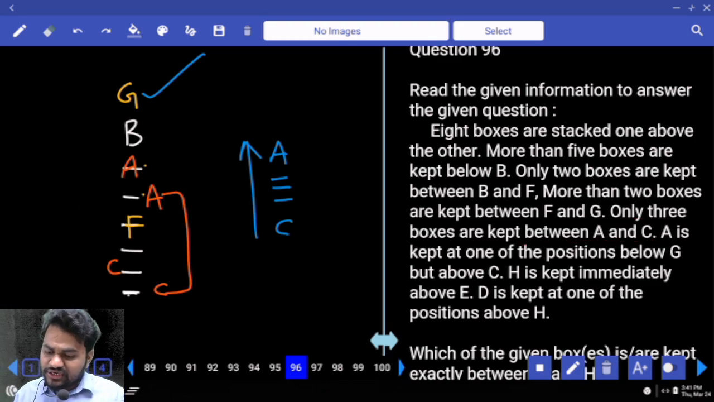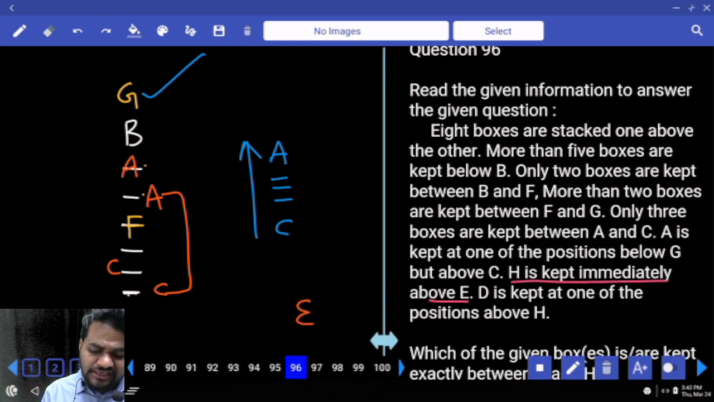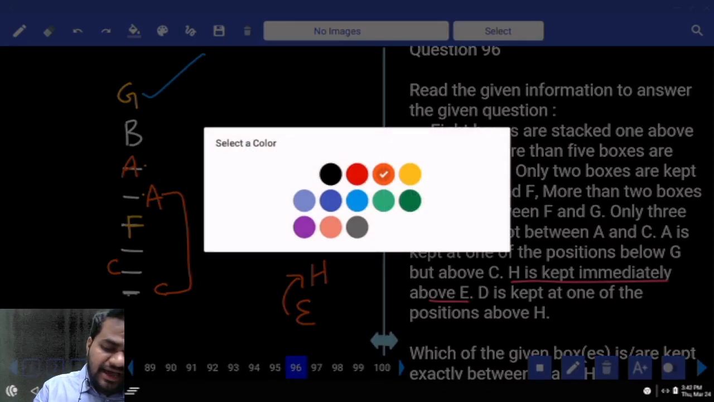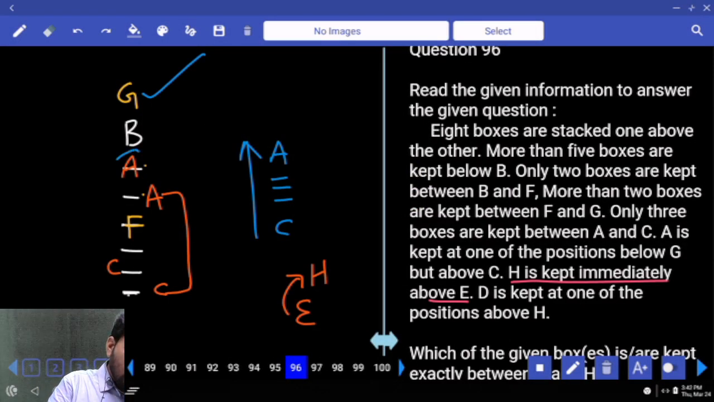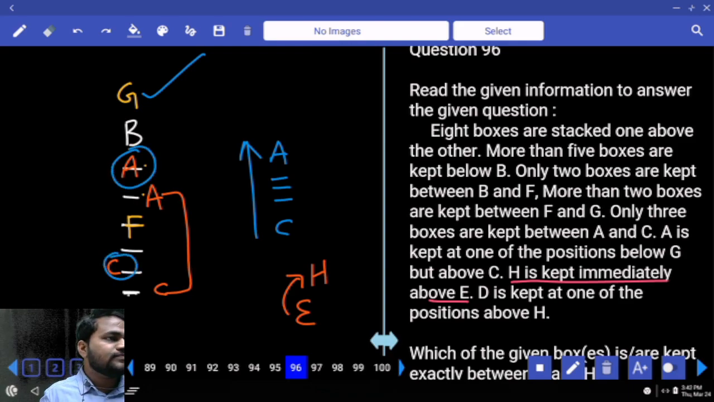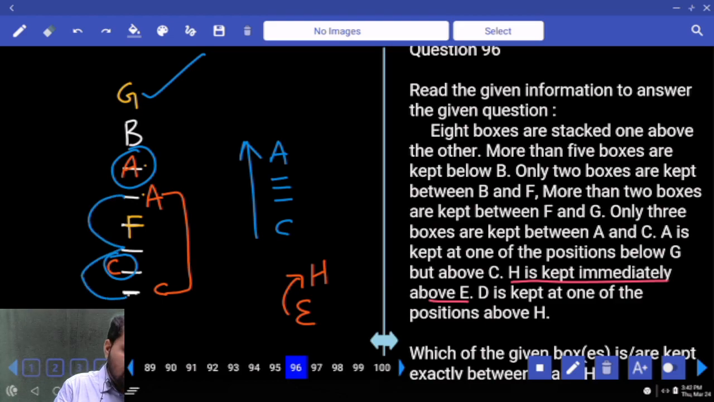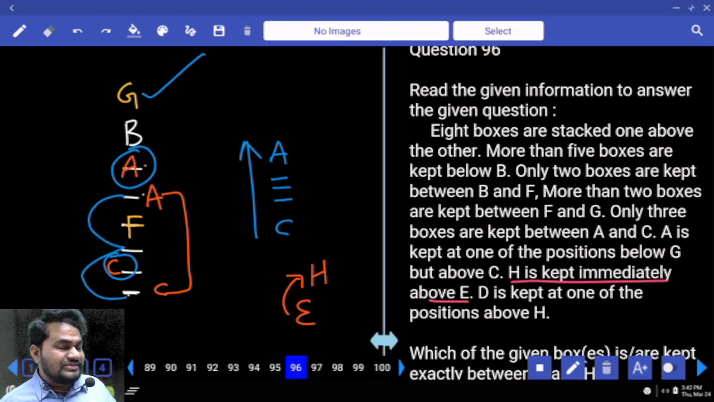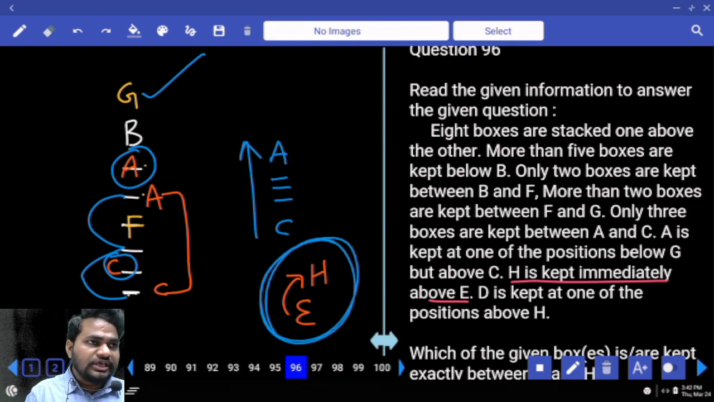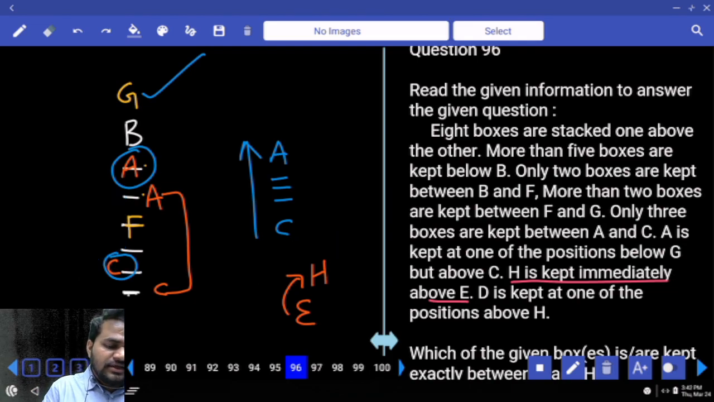The next condition here, H is kept immediately above E. Wherever E is, H is required immediately above. Now look at the diagram carefully. If A and C are here, then the remaining vacant places are 1, 2, 3. These 3 are alternative places, but we need to have immediate places, which is not possible here. By that reason A cannot be placed here.